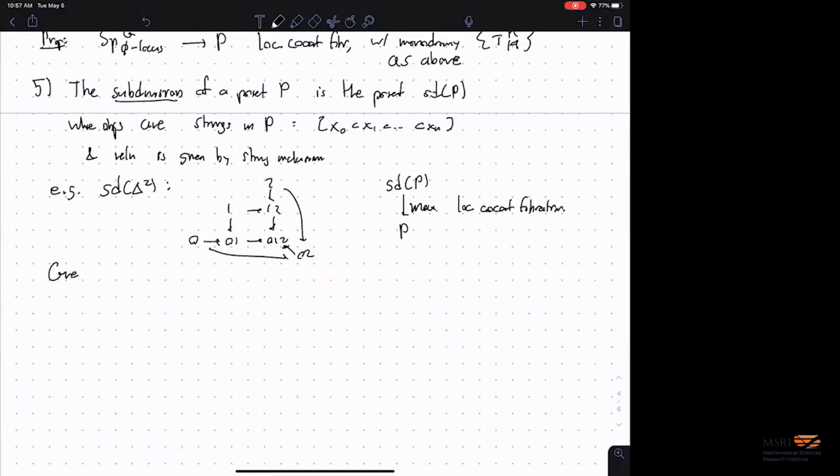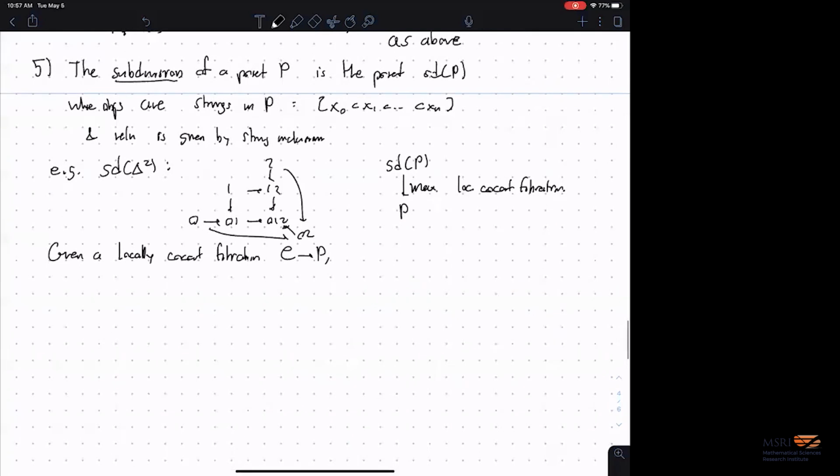So given a locally co-Cartesian fibration, C over P, let me define the right lax limit of it.